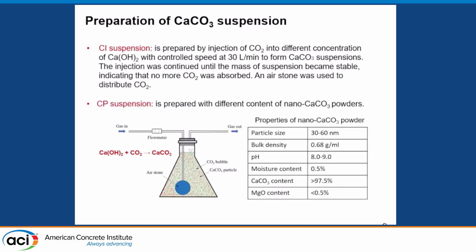And again, for the comparison, we prepared the CP suspension. This suspension is prepared with different content of nano-calcium carbonate powders, as some researchers directly use nano powders in concrete to enhance some of its properties. Just for information, the nano-calcium carbonate properties are shown here. Particle size is in the range of 30 to 60 nanometers, and the calcium carbonate content is greater than 97.5%, so these are pretty pure calcium carbonate nanoparticles.